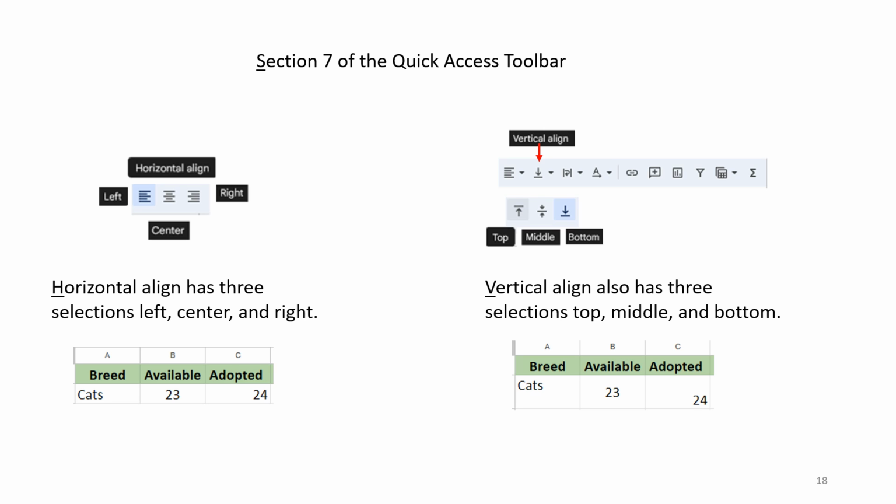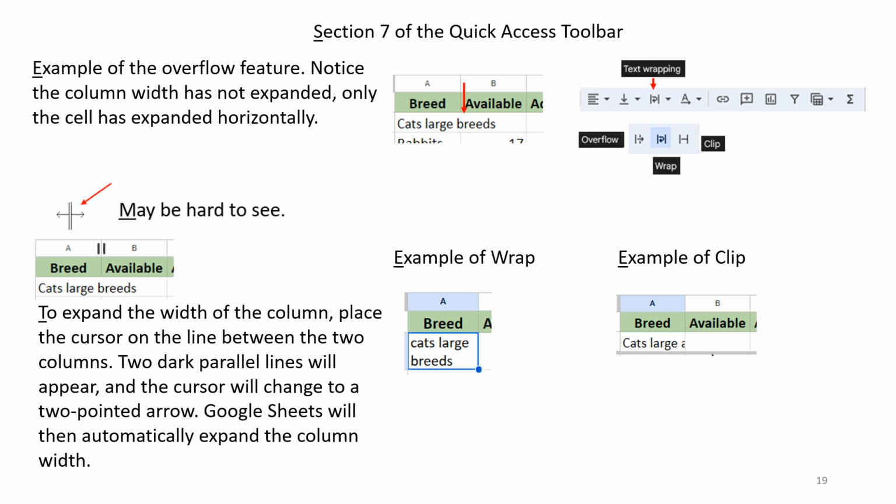Section 7 of the Quick Access Toolbar. Horizontal Align has 3 selections, left, center, and right. Vertical Align also has 3 selections, top, middle, and bottom. Section 7 of the Quick Access Toolbar.